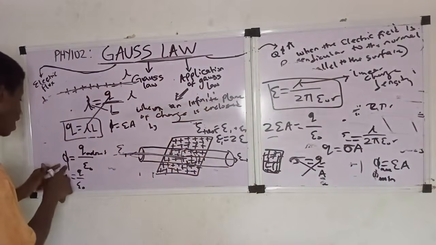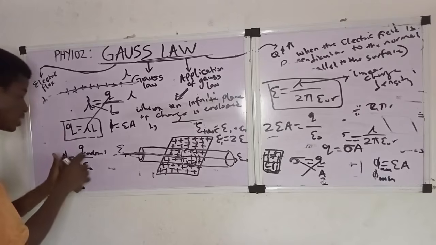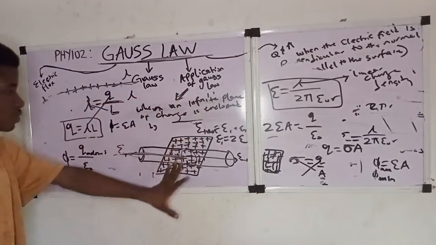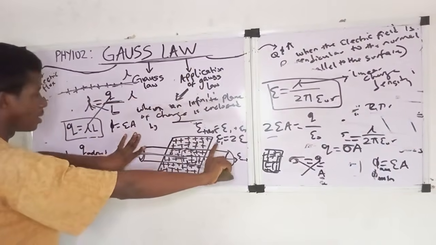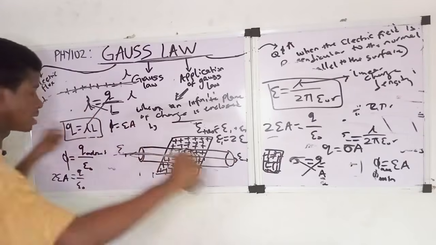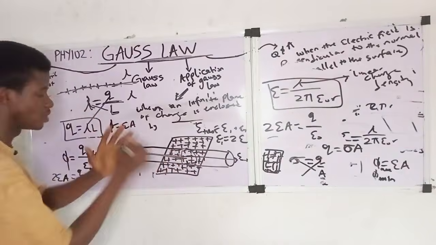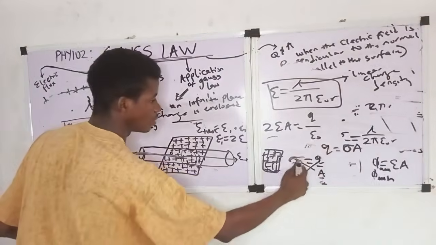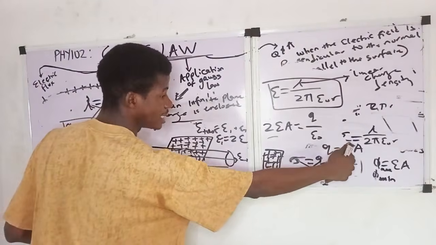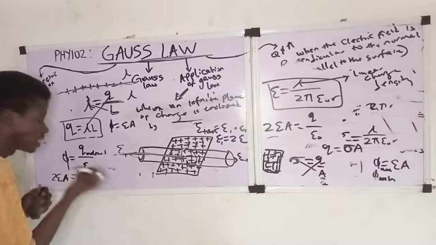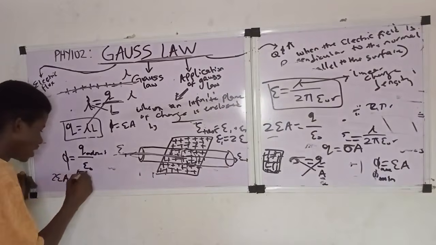Gauss law says that electric flux equals charge enclosed over epsilon naught. Now for an infinite plane of charge that is enclosed by a cylinder, we find that there are two electric fields. So we have 2EA equals charge over epsilon naught. Now what is charge? Charge is surface charge density times area. So in the place of charge, we put surface charge density times area.